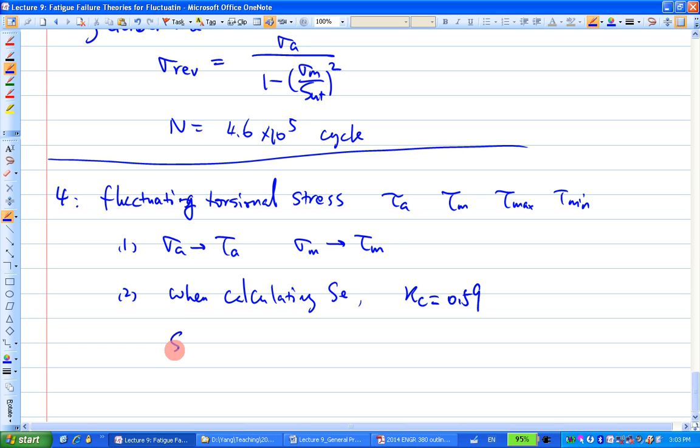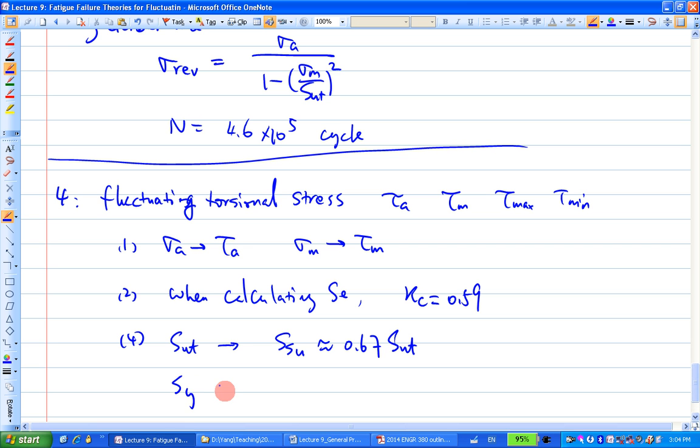For the Sut, for some of the design equations, you have Sut, right? So Sut needs to be changed to Ssu. Sut is the ultimate tensile strength. Now you're dealing with torsional stress, so we need the ultimate shear strength. The ultimate shear strength is approximated to be 0.67 Sut. So the Sut needs to be changed to this Ssu.